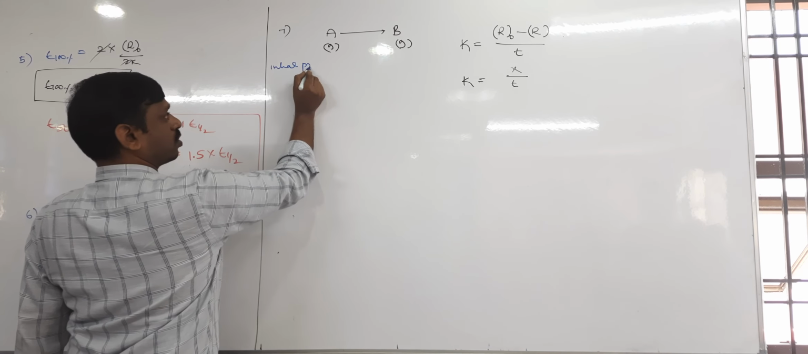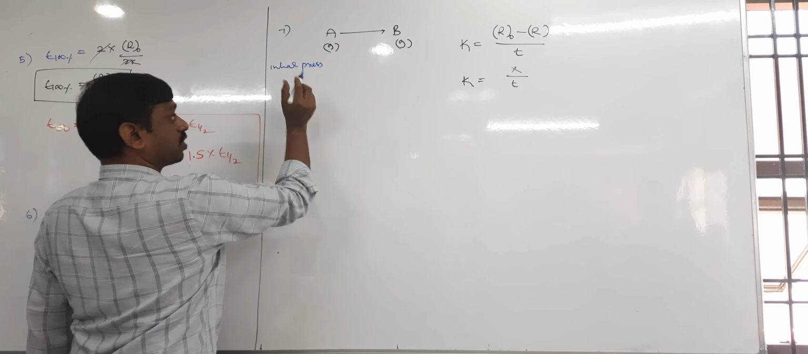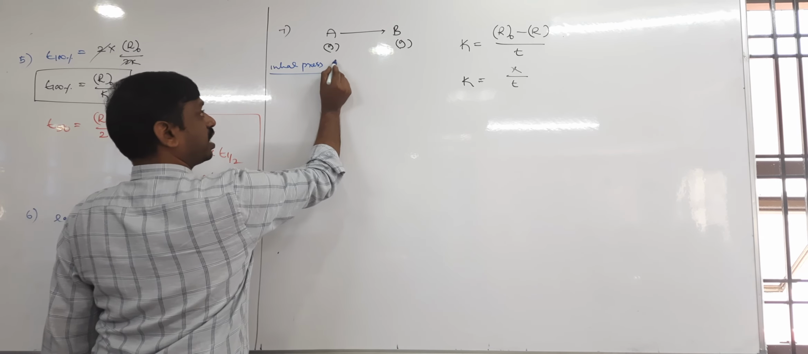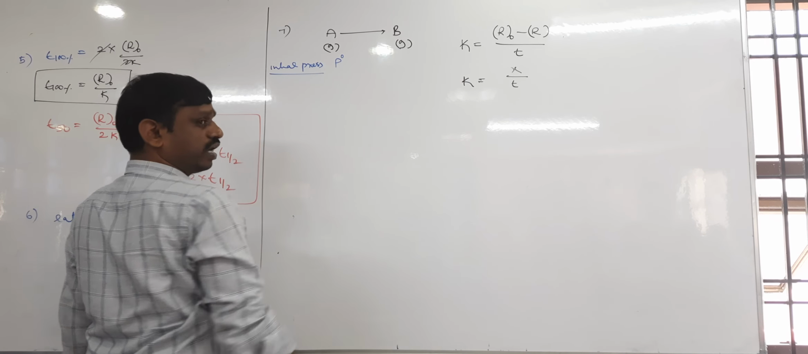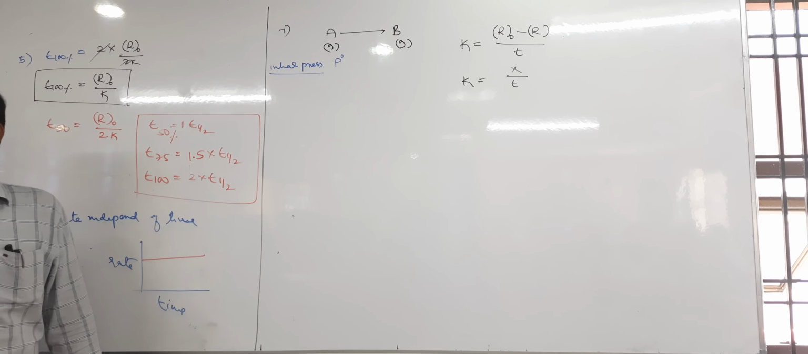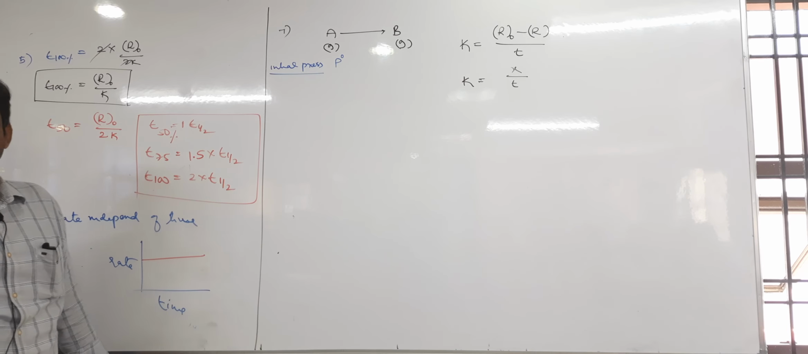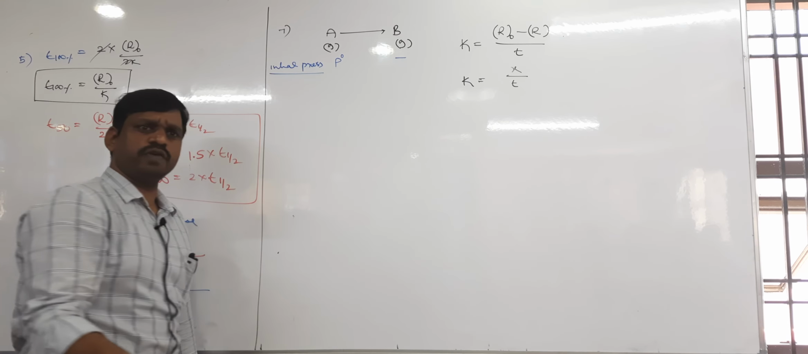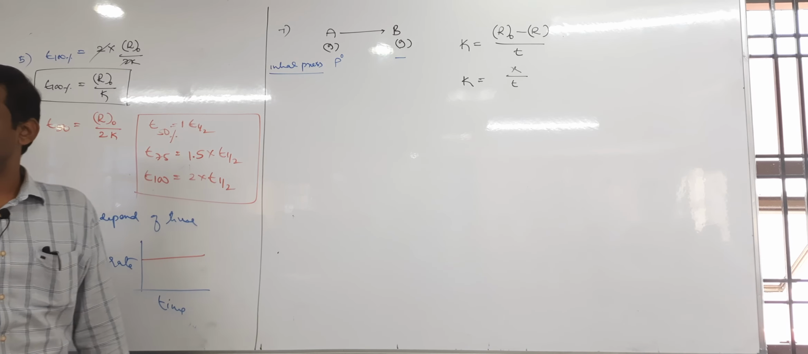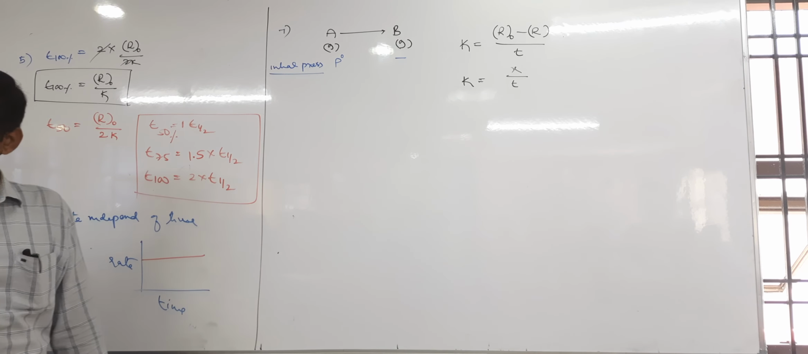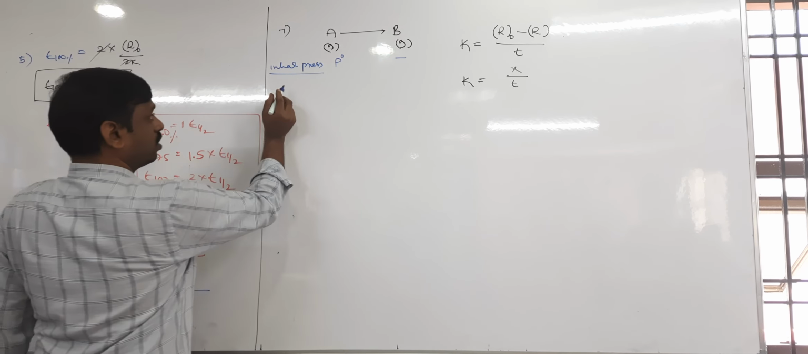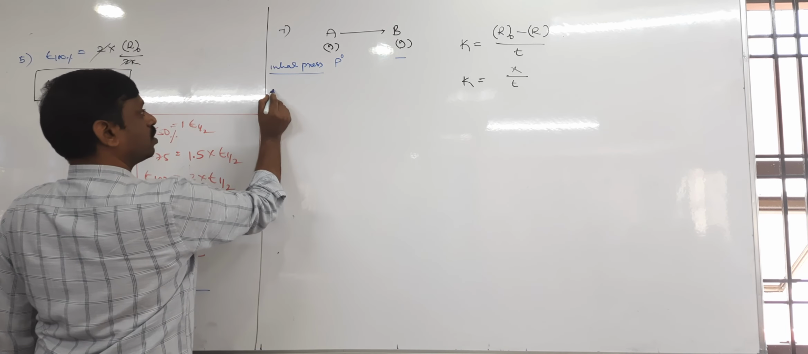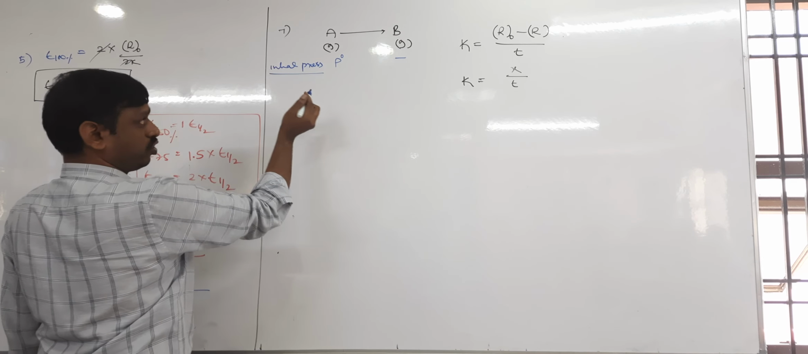Now let us take, for example, the initial pressure. If you did not understand, ask once more, but listen carefully. Initial pressure of A, I'll take P naught. Concentration is R naught, pressure is P naught, initial pressure. Then what is the initial pressure of B? 0, because before starting the reaction there is no product, so pressure is 0. Next, we want the pressure at time T. That is called the equilibrium pressure.